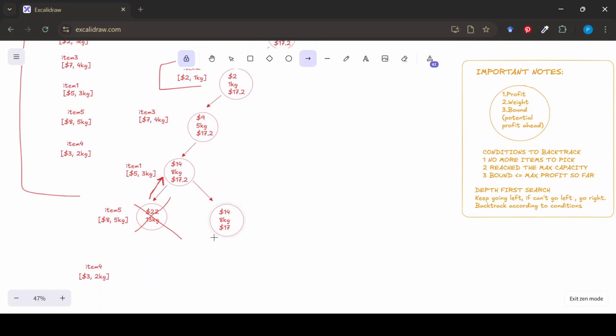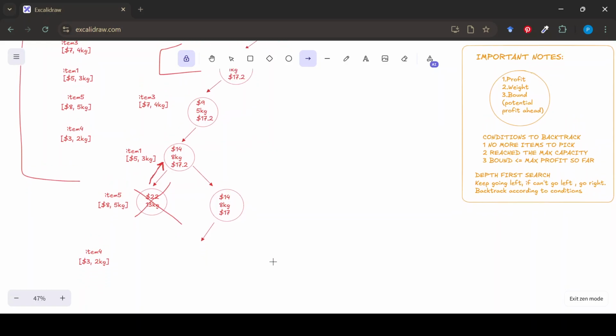So depth first search, we go left. Anytime you can go left, you go left. Now, since we have gone left here, we are saying pick up item 4. This level is item 4, so pick up item 4. Our new profit will be 14 plus 3, 17. Our new weight will be 8 plus 2, 10.